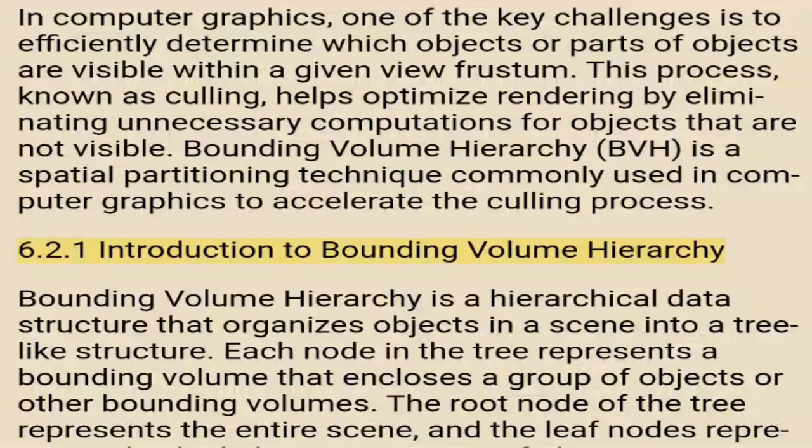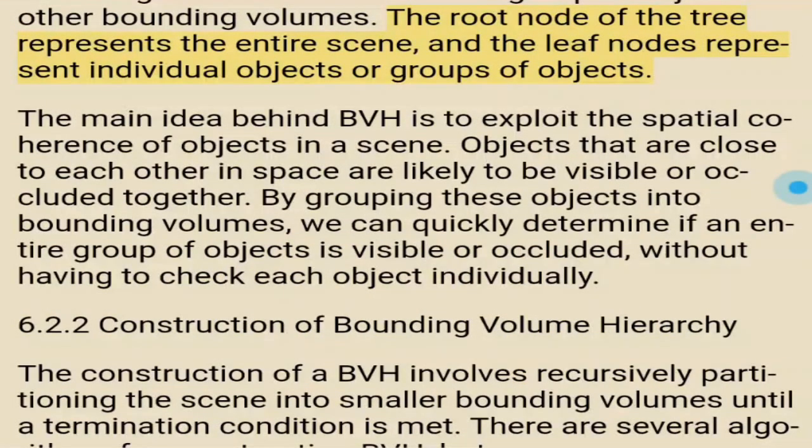6.2.1 Introduction to bounding volume hierarchy. Bounding volume hierarchy is a hierarchical data structure that organizes objects in a scene into a tree-like structure. Each node in the tree represents a bounding volume that encloses a group of objects or other bounding volumes. The root node of the tree represents the entire scene, and the leaf nodes represent individual objects or groups of objects.